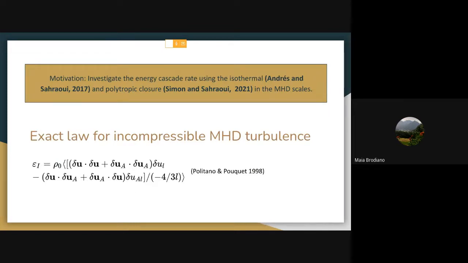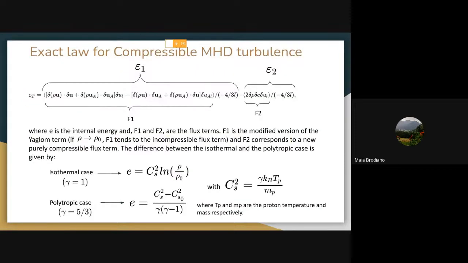So, our main motivation is to investigate the energy cascade rate using the isothermal and the polytropic closure in the MHD scales, MHD or magnetohydrodynamics. There have been many approaches to estimate this energy cascade rate, better known as the exact laws. For example, the first generalization of these exact relations to a magnetized plasma was made by Politano and Pouquet in 1998 using an incompressible MHD model and considering a constant density. Using the compressible MHD equations and following the usual assumptions for a fully developed isotropic and homogeneous turbulence, we can obtain an expression for the exact law for the compressible MHD turbulence.